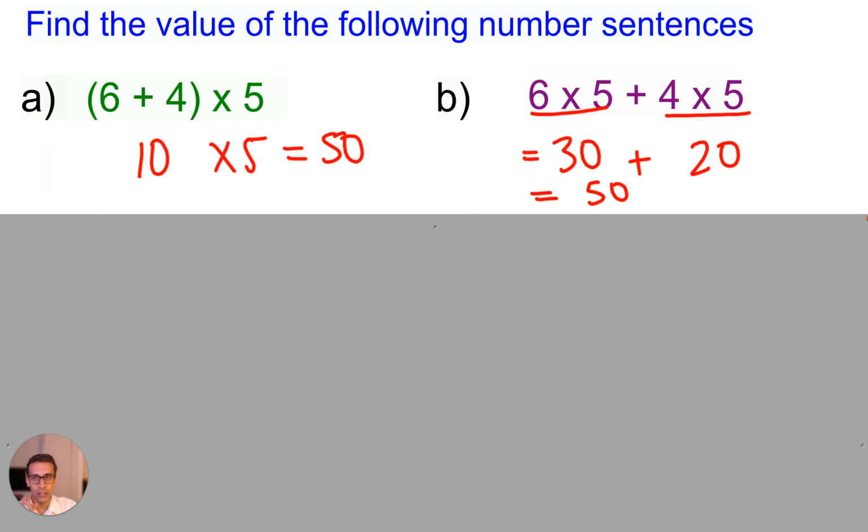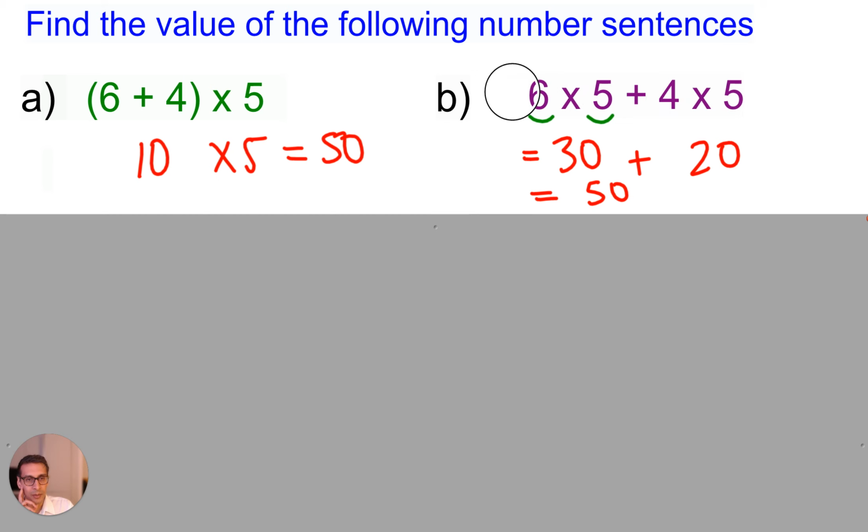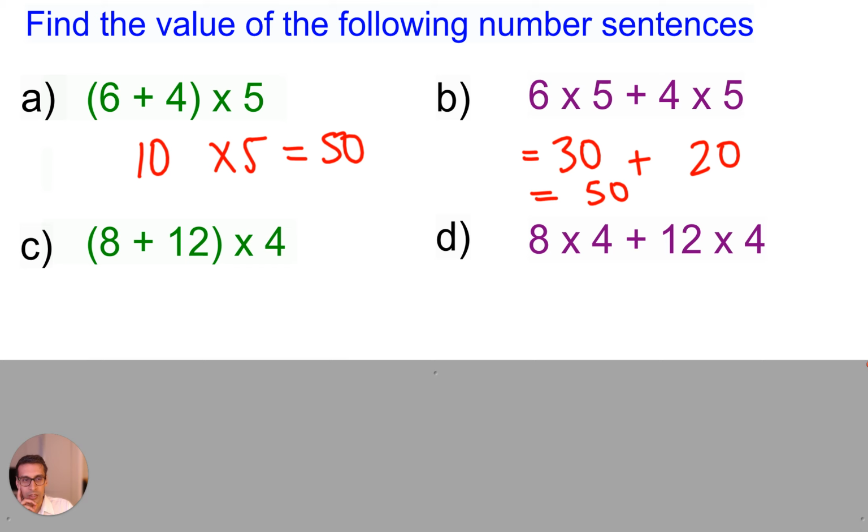So we get the same answer, and I want you to spot what's happened here. This is 5 lots of 6 plus 4. That means that it's the same as 5 lots of 6 and 5 lots of 4. So both of these are actually the same, they have the same answer. It's different ways of representing the same calculation. Right, so have a go with this and see if it works. Do you get the same answer in each case? Pause the video.